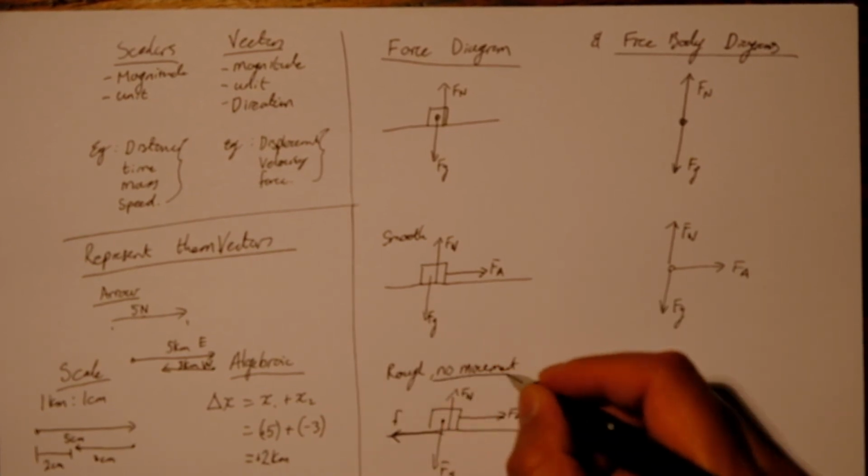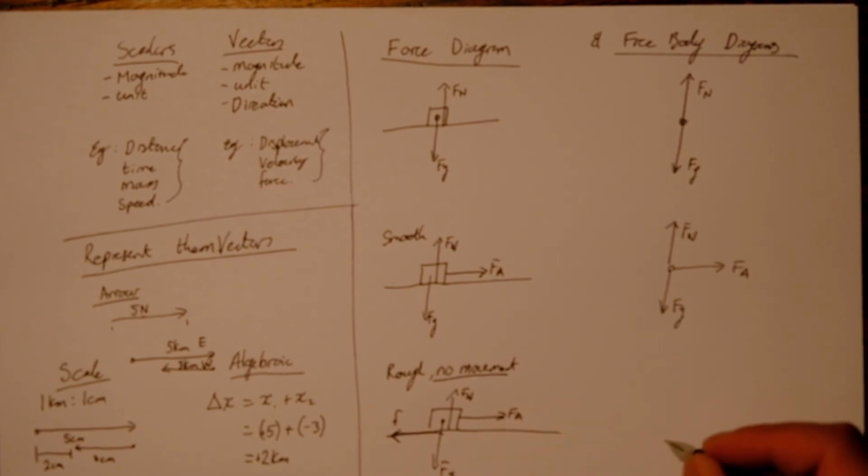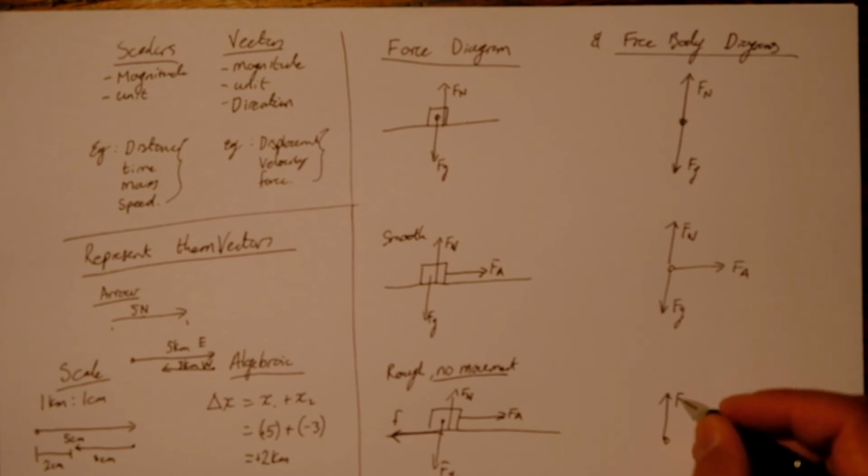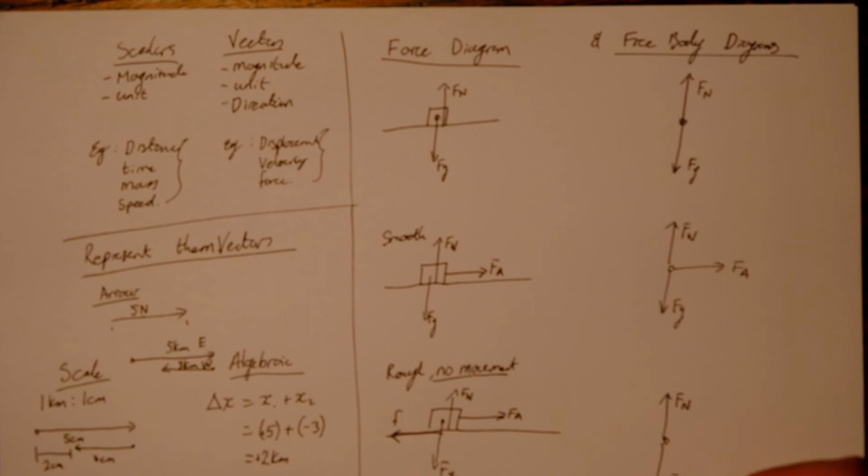If it's no movement, it means all forces are equal. That means our normal force is equal to the force of gravity. Our force that is applied is equal to the force of friction. Alright, so that is basically free body diagrams. Next, we're going to have a look at other diagrams on a slope and with angles.